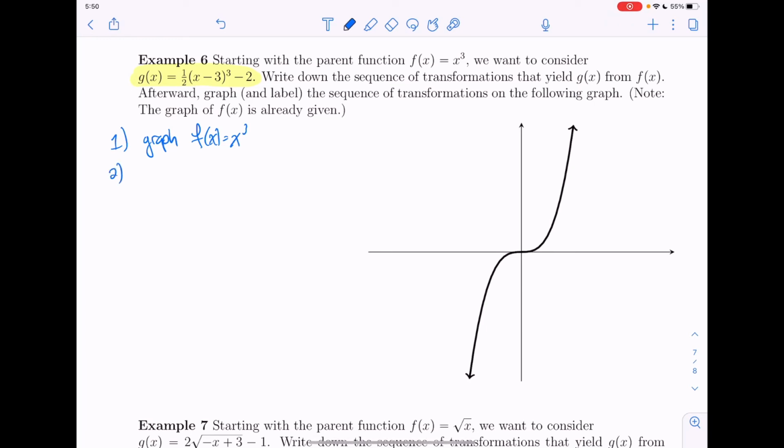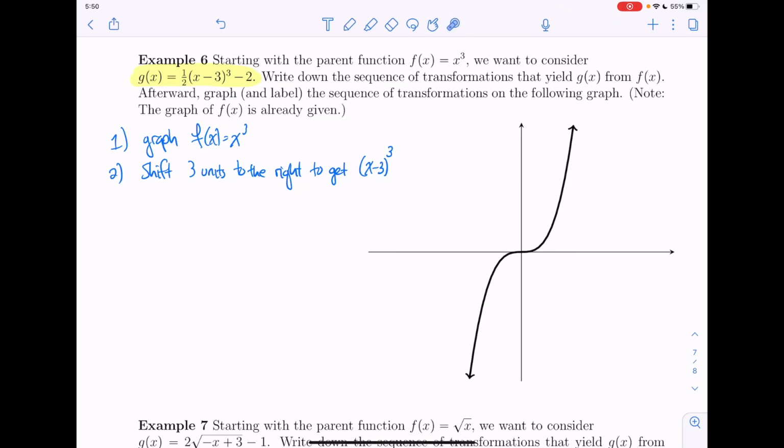Step 2, we witness a minus 3 on the inside. Because it's on the inside of the parent function, I know it's going to be a horizontal change, and therefore it's going to be opposite of what you think. And so the negative 3 makes me think of 3 units to the left, but the opposite would be 3 units to the right. So step 2 is shift 3 units to the right to get x minus 3 cubed.